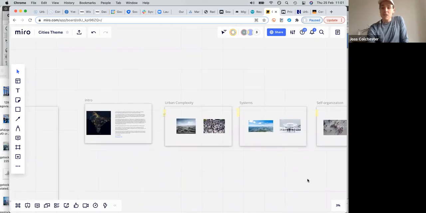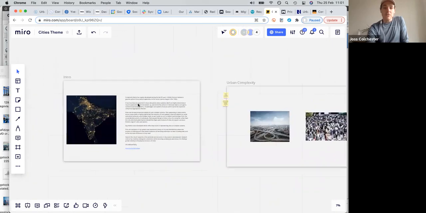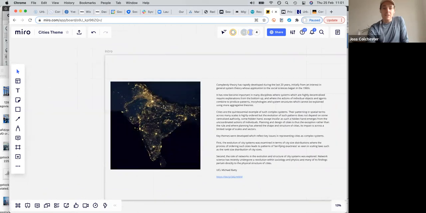So just to get us started, let's frame the discussion a little bit. What are we talking about here? Urban complexity. It's these things, cities.